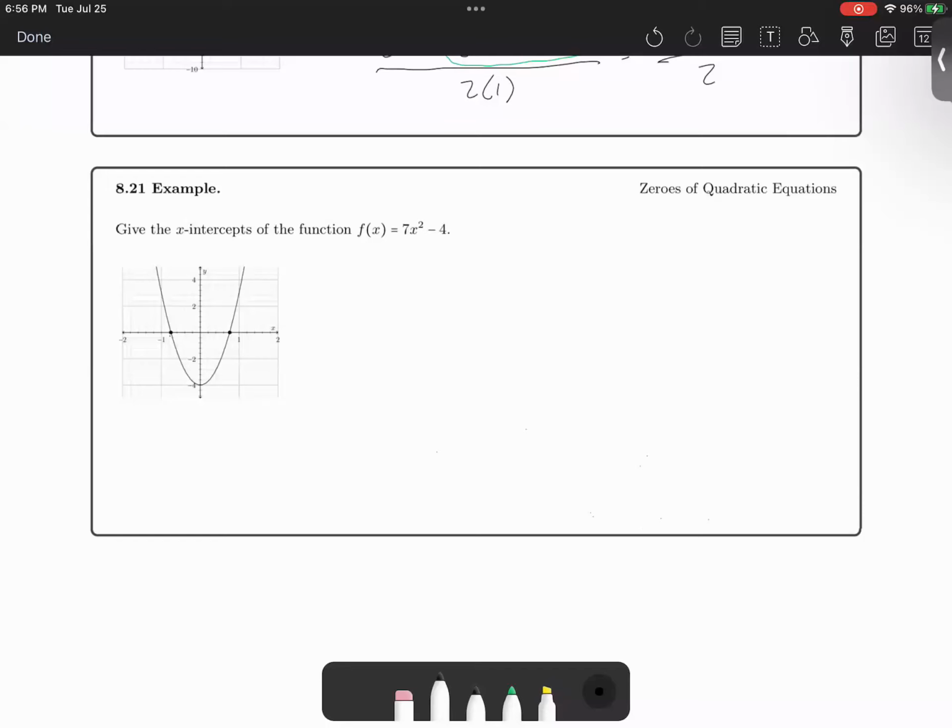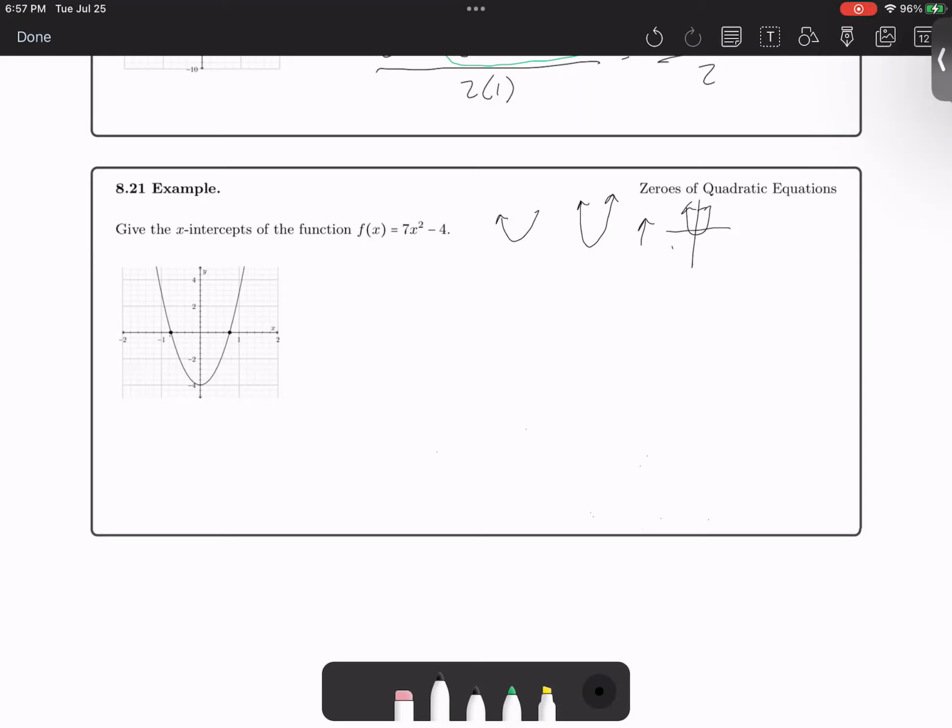Let's look for the zeros, or the x-intercepts, or the roots. These are all synonyms of the quadratic equation. f(x) = 7x² − 4. So note it's the x² function vertically dilated by a factor of 7 and then shifted down by 4 units.